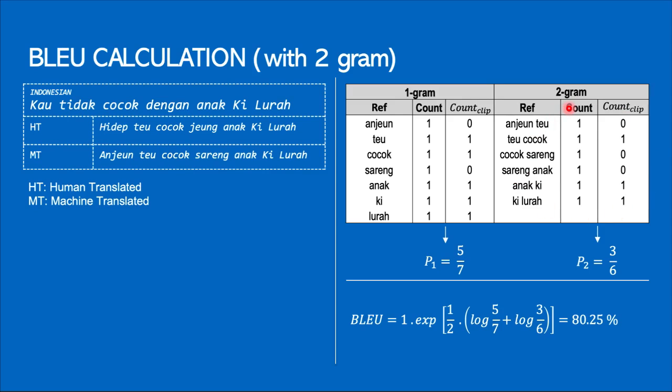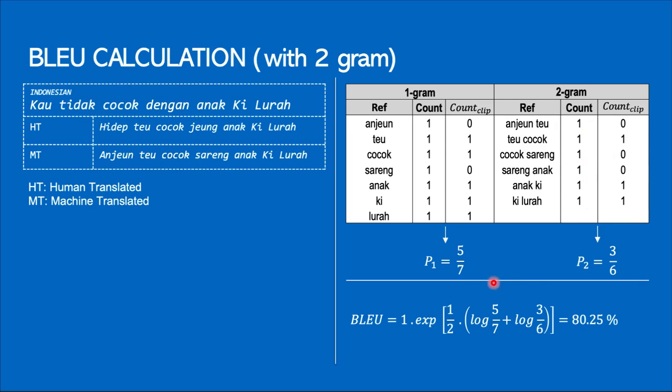After mapping the number of occurrences, we can calculate the score of P1 and P2. For P1, 5 indicates the sum of count clip 1, 2, 3, 4, 5. And 7 indicates the sum of count 1, 2, 3, 4, 5, 6, 7. And for P2, 3 indicates the sum of count clip 1, 2, 3. And 6 indicates the sum of count 1, 2, 3, 4, 5, 6.